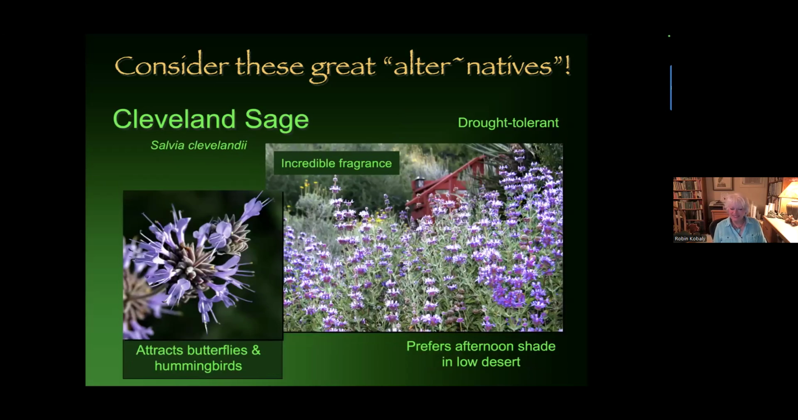So another great alternative is Cleveland sage. Cleveland sage grows in Cleveland National Forest, so it's just a little bit more inland than we are, but it does very well in the desert. It takes occasional water in the summer to make it look good. And in low desert applications, it does like to have afternoon shade. But it is so gorgeous.